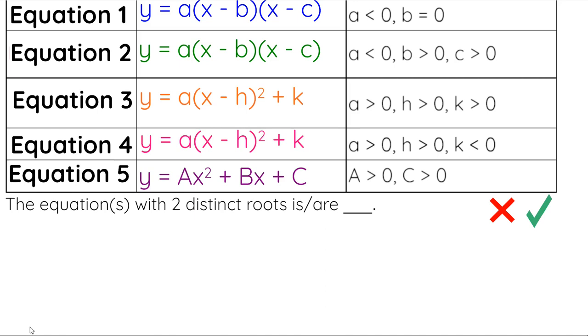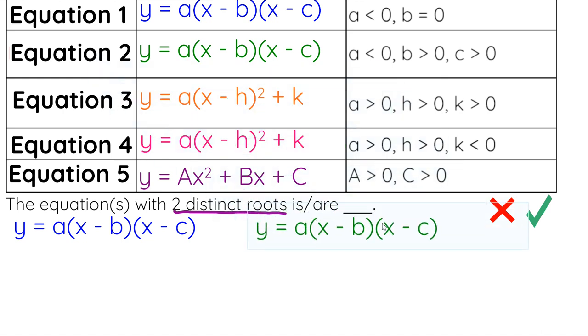Hello, Matthews Gatos here. In this video, we're going to look at how we relate an equation and its characteristics to the number of solutions. In this particular question, we're looking for the equations that have two distinct, that means different, roots. You'll notice we have factored form, vertex form, and standard form. So let's start with our equations in factored form first.